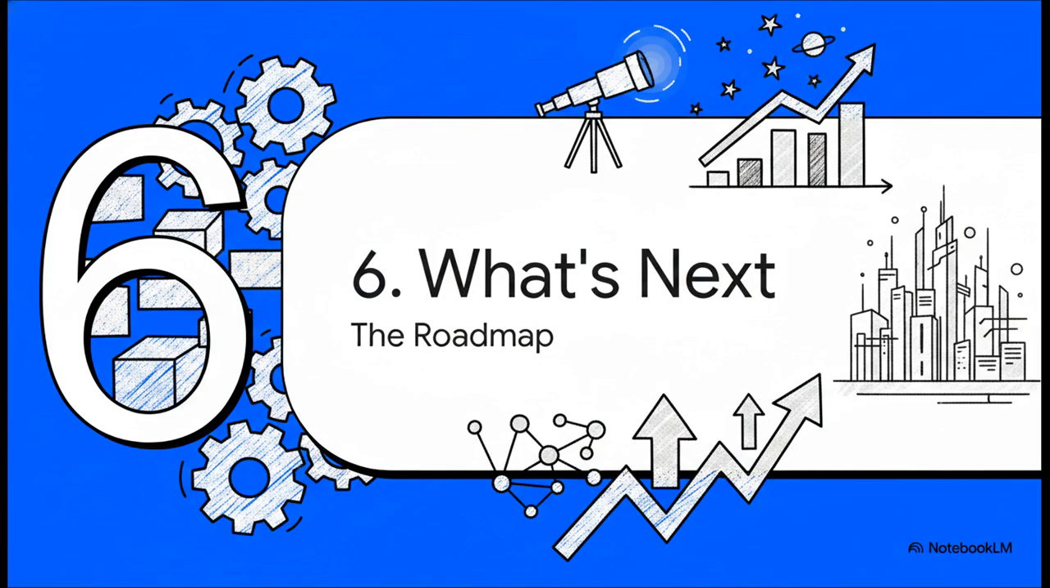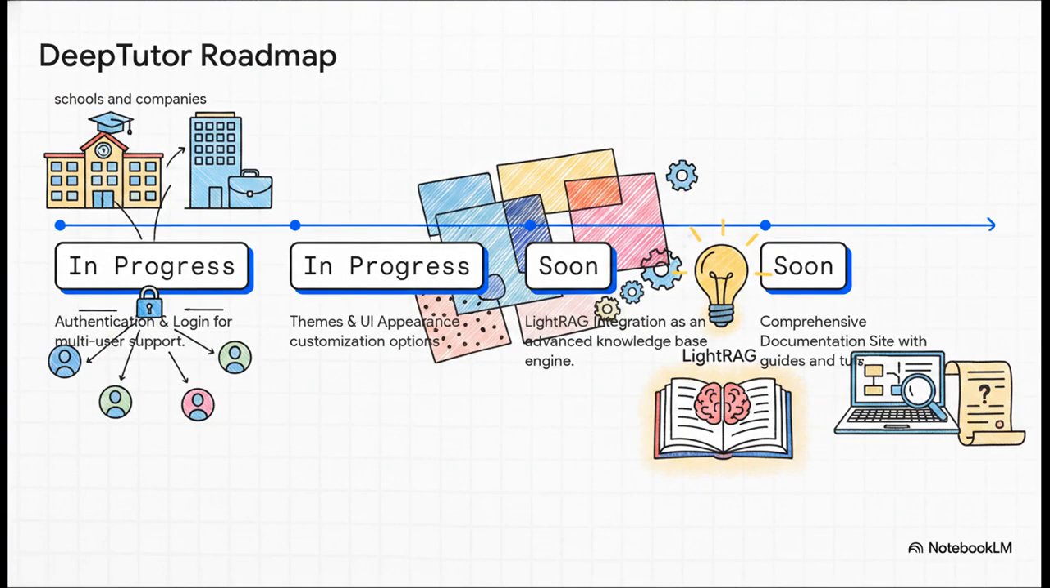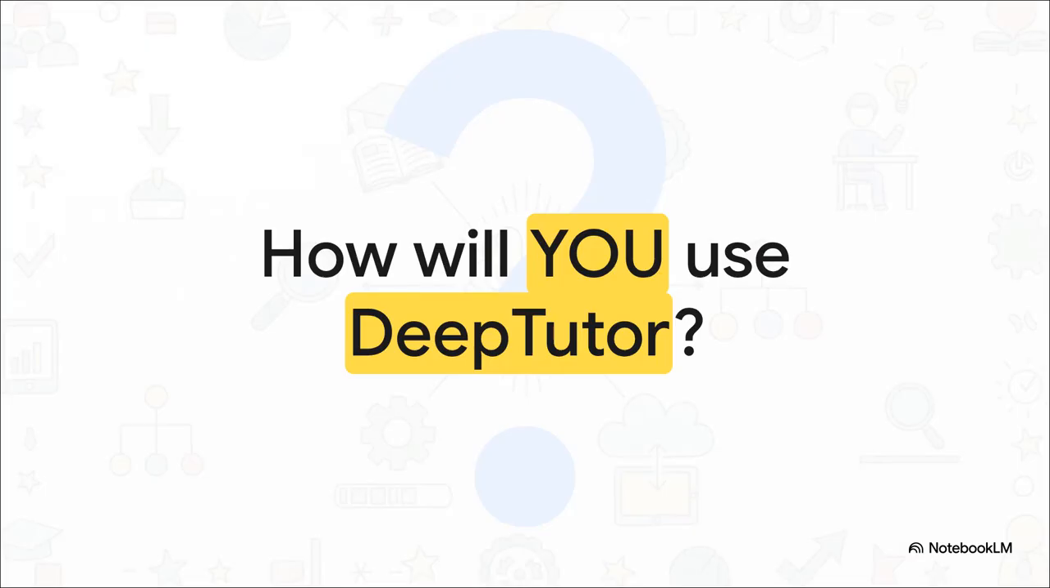So what's next? This platform is moving fast, and the team has a pretty clear vision for the future. Let's take a quick look at the roadmap. You can really see their commitment here to building a robust enterprise-level platform. They're adding authentication for multi-user support, which is huge for schools and businesses. They're also bringing in UI customization and integrating LightRAG, which is their own advanced system for making the AI's knowledge base even smarter.